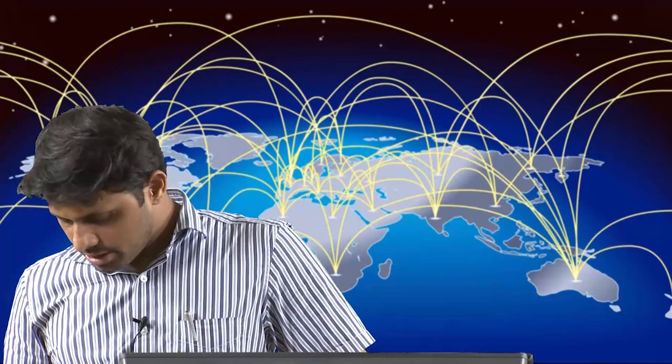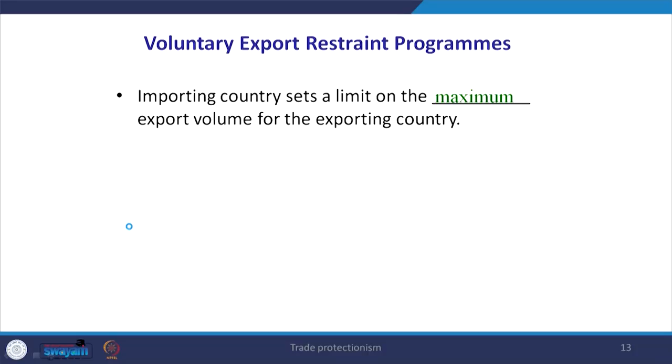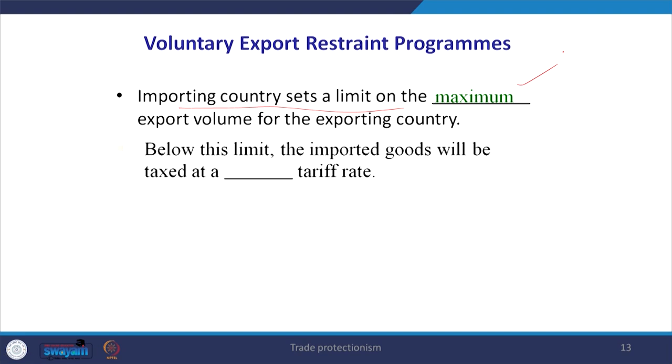Similarly, there are certain other channels of restrictions like VER, voluntary export restraint programs. It is usually not imposed by member countries and is rarely observed. It was especially observed in the context where the UK restricted Indian textile products. Usually the importing country sets a limit on the export volume for the exporting country. So who limits the exporter? It is the importing country.